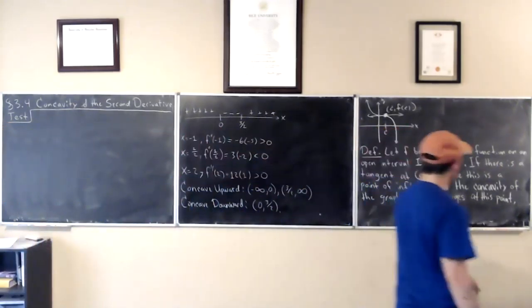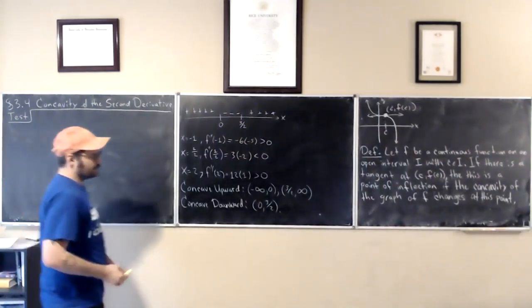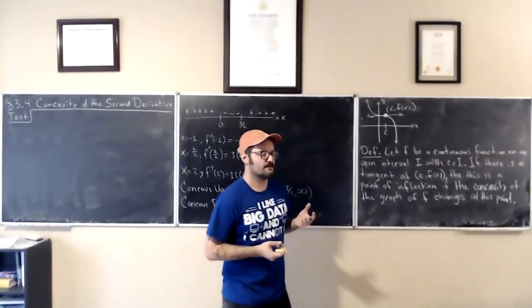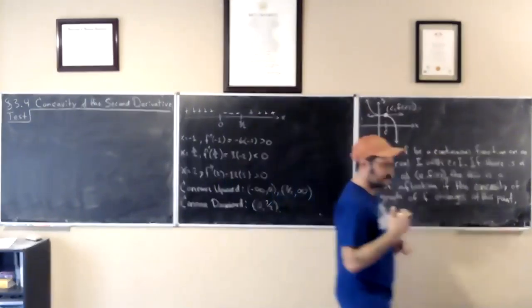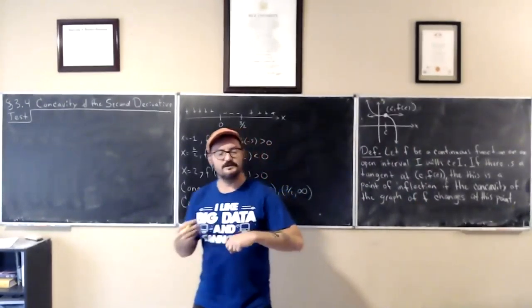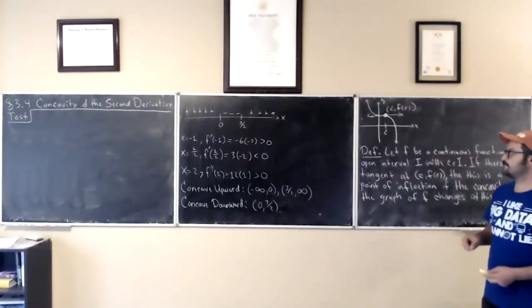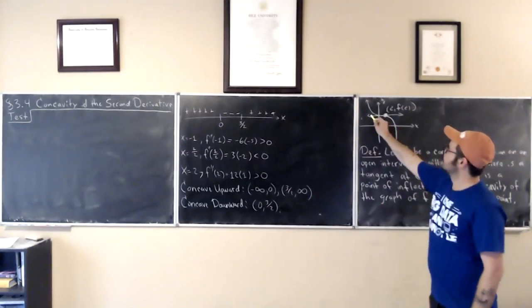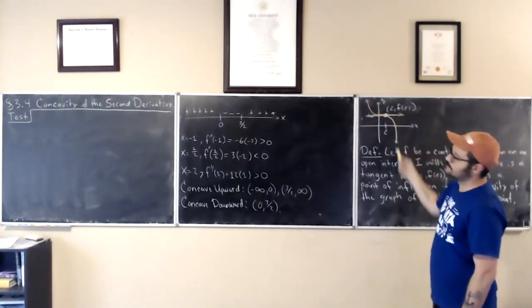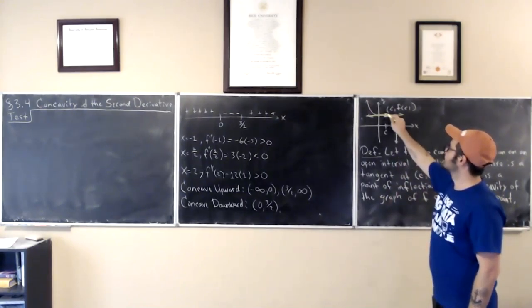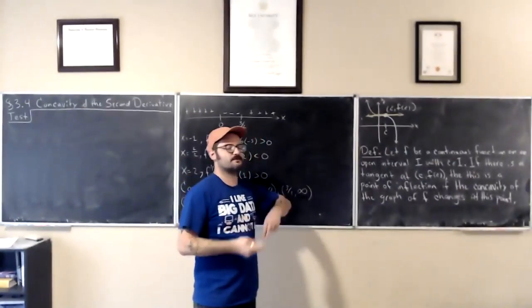Okay, so we should probably make note of what this means. In order for a function to be concave up, the first derivative has to be increasing on the interval in question. For the graph of a function to be concave down, the first derivative has to be decreasing. So what's happening with the first derivative at a point of inflection? It's increasing, increasing, increasing, and then decreasing. So the first derivative has to change from increasing to decreasing.